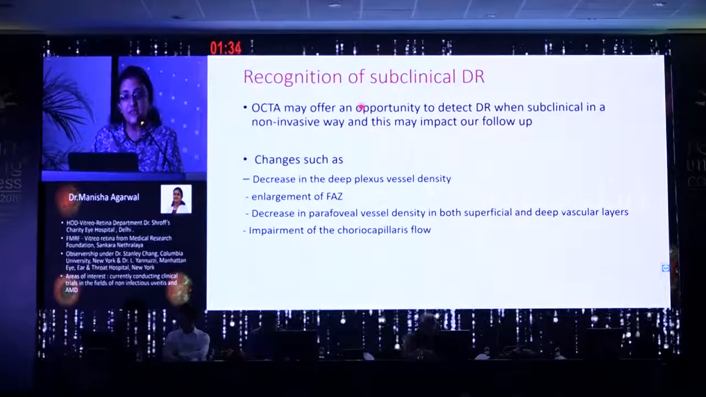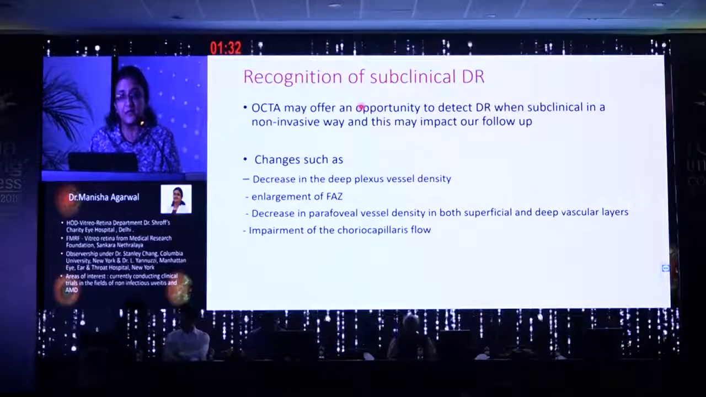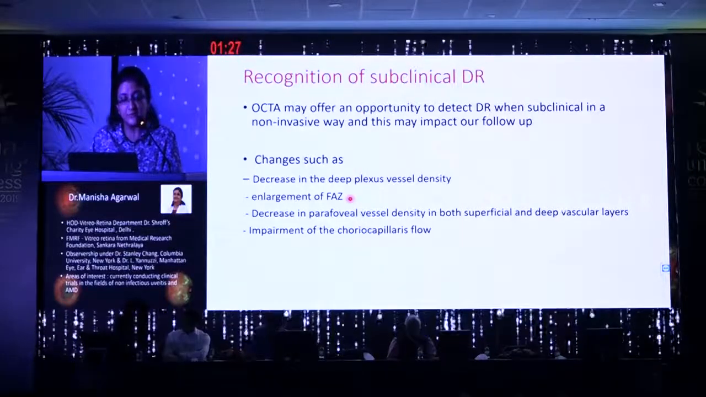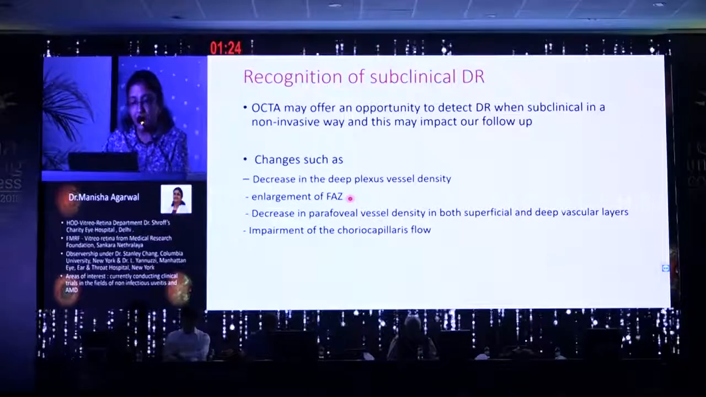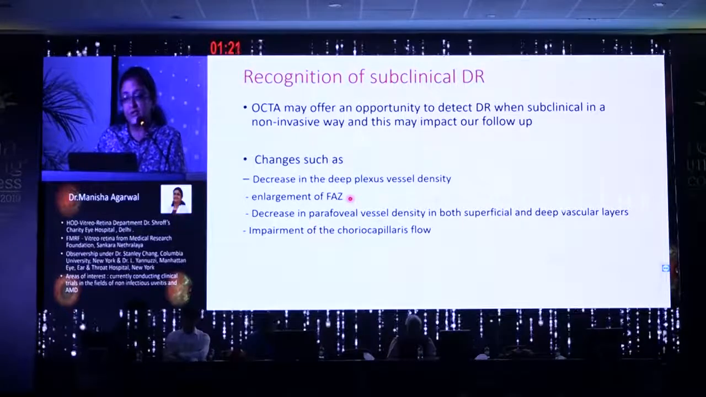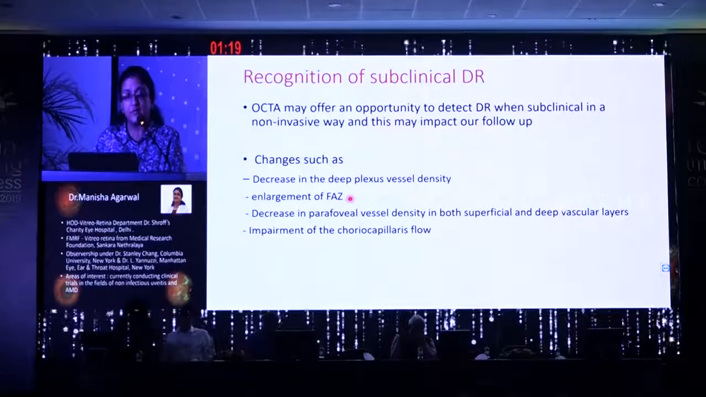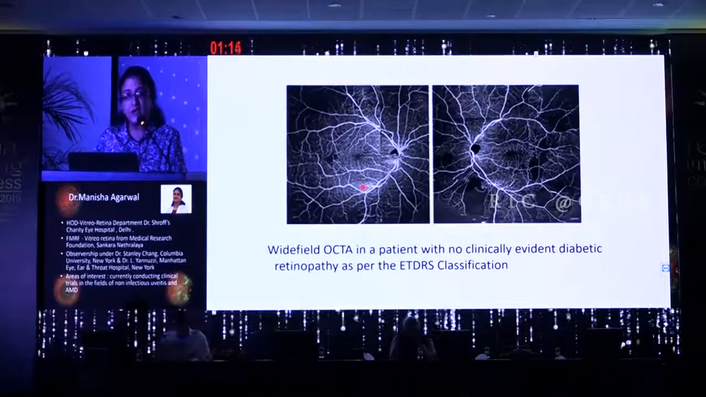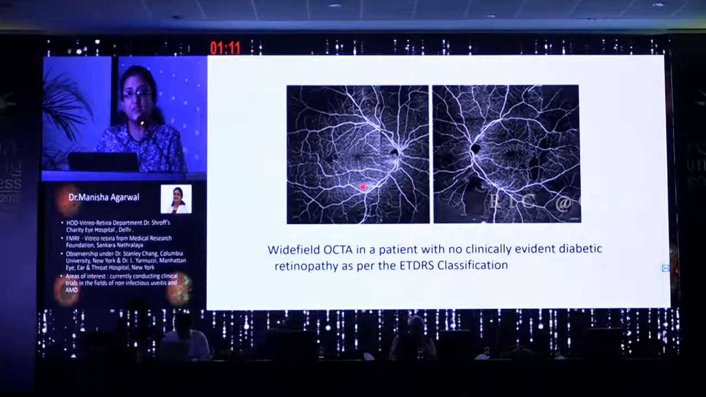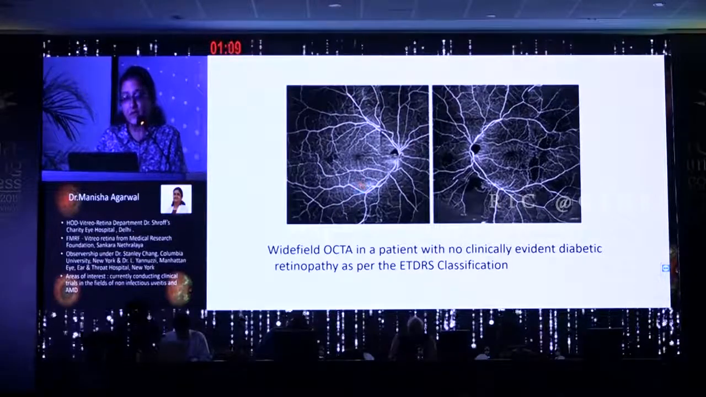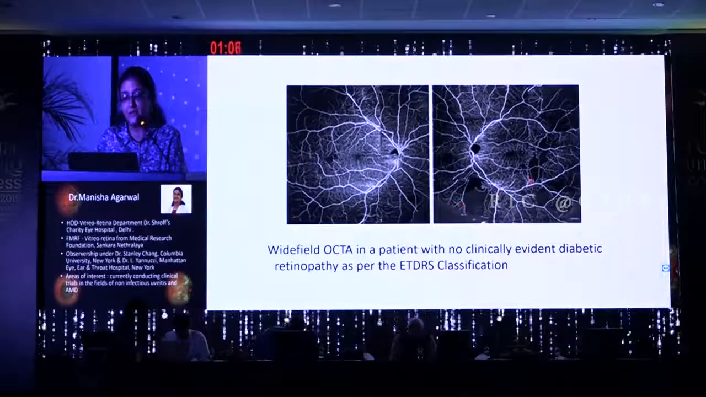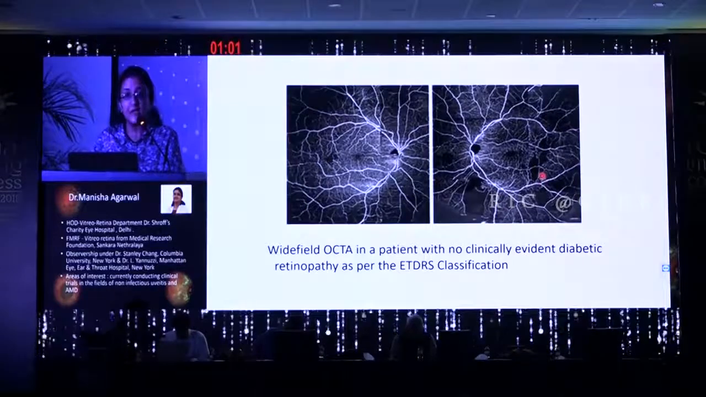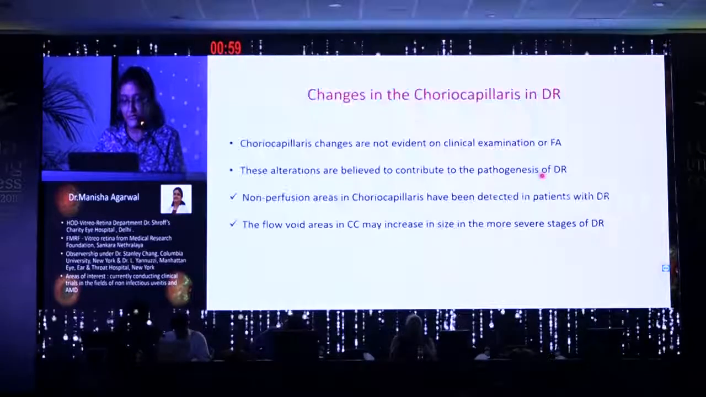The changes that we may appreciate when we are diagnosing a subclinical diabetic retinopathy are decrease in the deep plexus vessel density, enlargement of the FAZ, a decrease in the parafoveal vessel density in both superficial and deep vascular layers, and also the impairment of the choriocapillaris flow. So this was one of the patients. On clinical examination, we said there was no evidence of diabetic retinopathy, but when we did an OCTA, you could see these peripheral areas of capillary dropout, and that means that the diabetic retinopathy was setting in, which was apparently missed on a clinical examination.